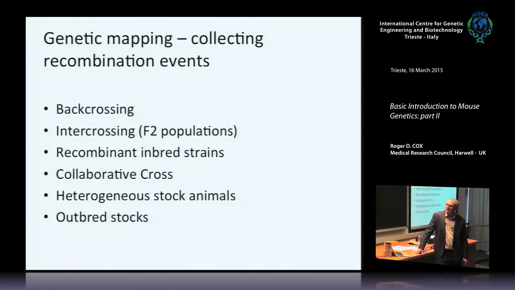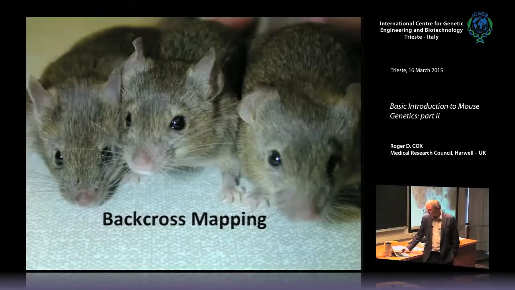So genetic mapping is all about collecting recombination events, because the more recombination events you've got, the better the map you can make, because markers close together don't separate as frequently as markers further apart. So this is going to give you the resolution for your genetic map. And you can collect recombination events in a number of ways: back-crossing, intercrossing, you can use recombinant inbred strains. There's the collaborative cross, HS stocks, and outbred stocks, which we sort of alluded to. And I'll go through these in a little bit more detail.